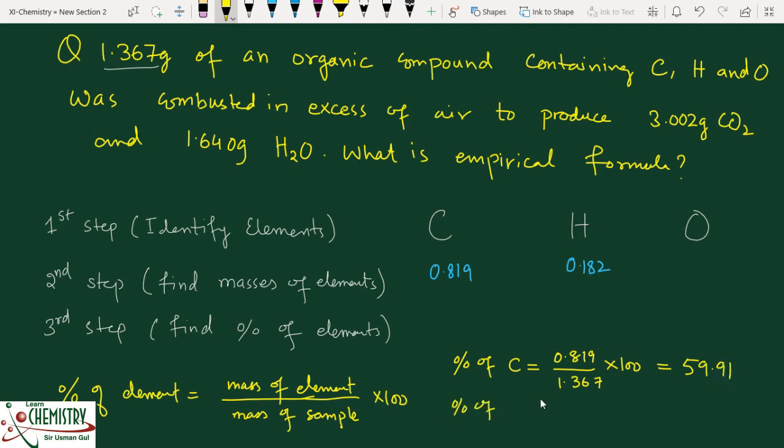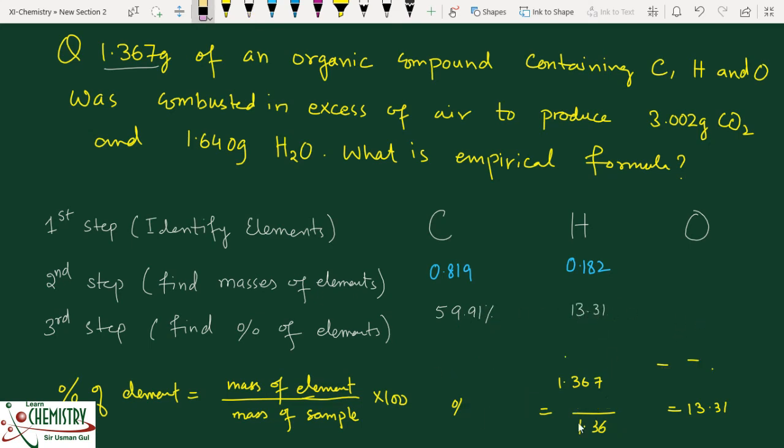So I will get the percentage, that is 59.9%, and the percent of hydrogen will be 0.182 divided by the sample mass 1.367, multiply by 100, percent will be 13.3. Okay, now we have percentages of carbon and hydrogen. Percent of carbon is 59.91 and the hydrogen 13.31.